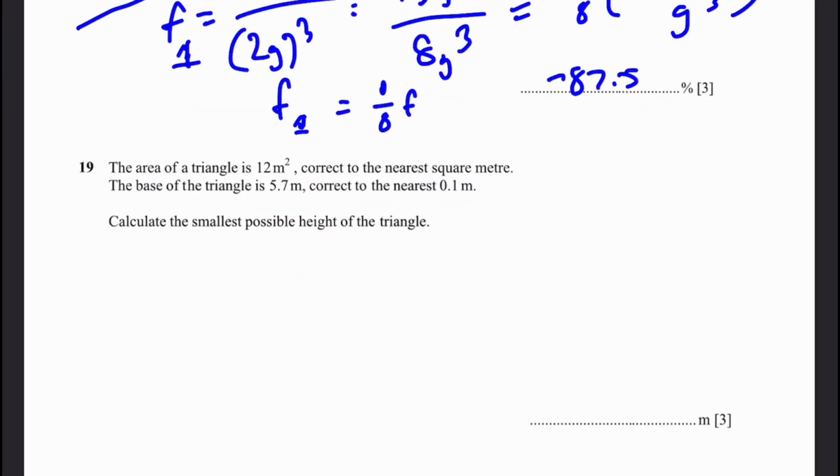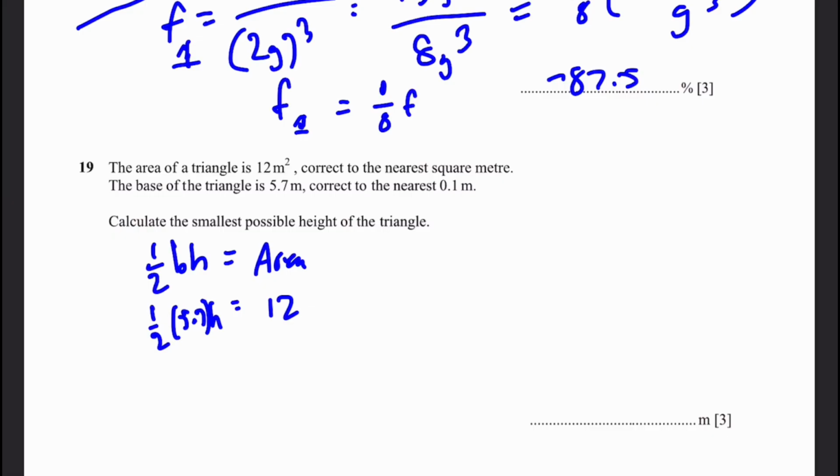Question 19. The area of a triangle is 12 meters squared, correct to the nearest square meter. The base is 5.7 meters, correct to the nearest 0.1. Calculate the smallest possible height of the triangle. So we can see that half b h is equal to the area of the triangle. And this area, 12 to the nearest square meter, is equal to half times the base, which is 5.7, times h.